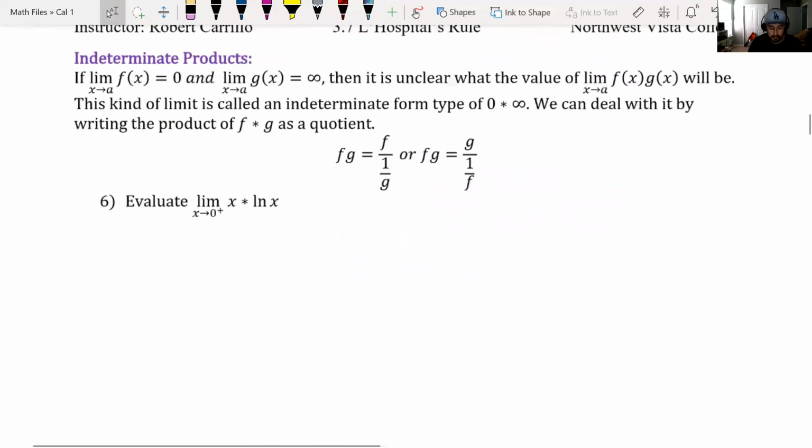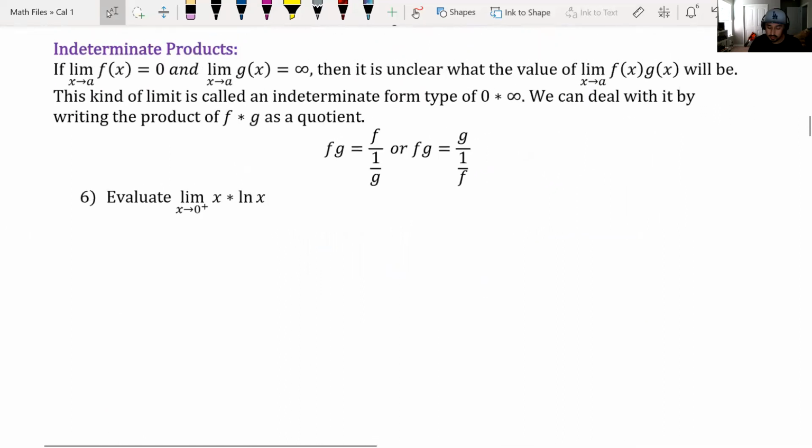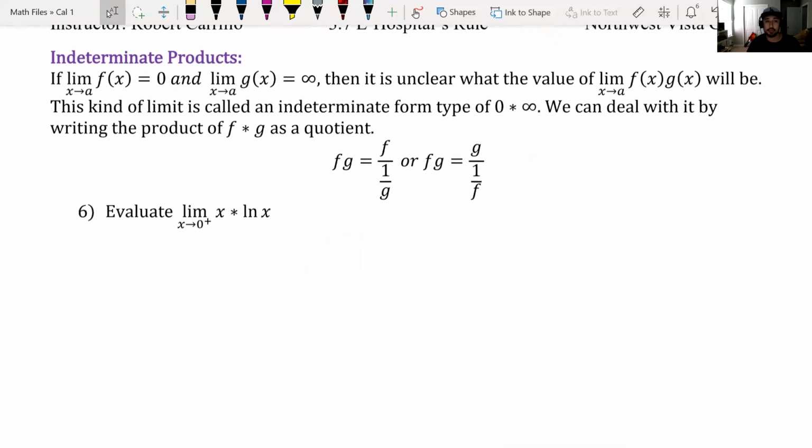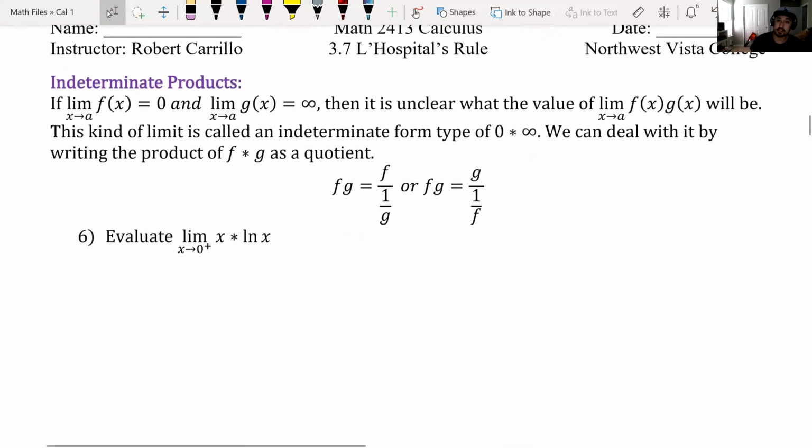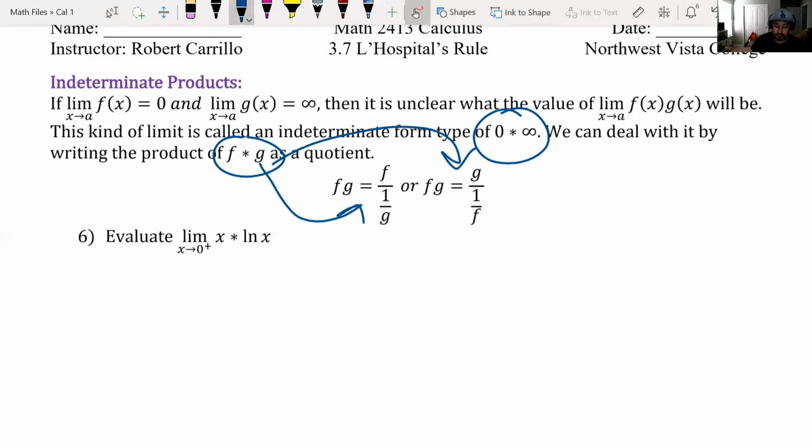So now another thing we can look at when using L'Hopital's is called indeterminate products. If the limit of f is 0 and the limit of g is infinity, then it is unclear what the value of the limit of f times g of x will be. This kind of limit is called an indeterminate form of 0 times infinity, right? Because 0 times infinity is not 0. That's indeterminate, okay?